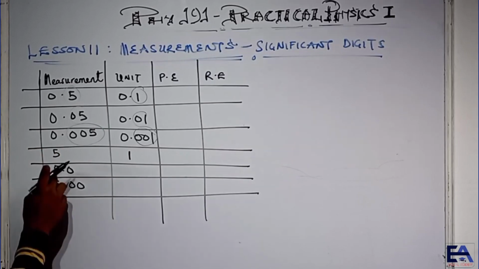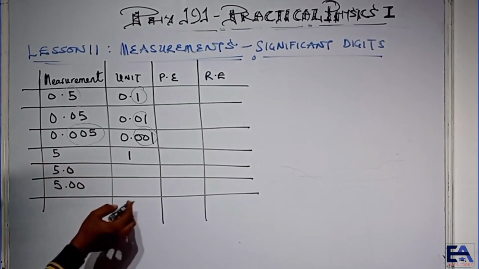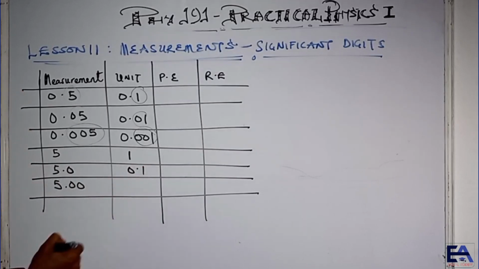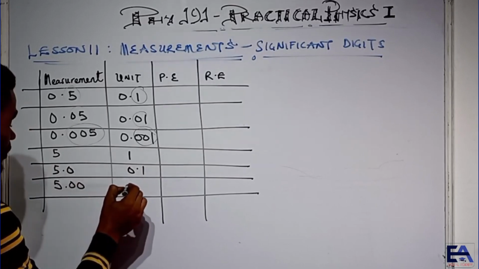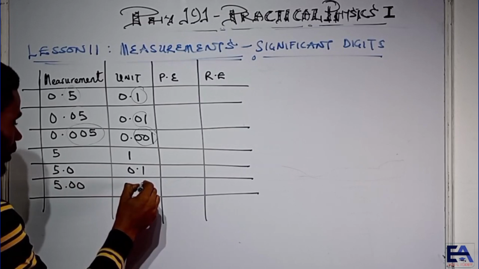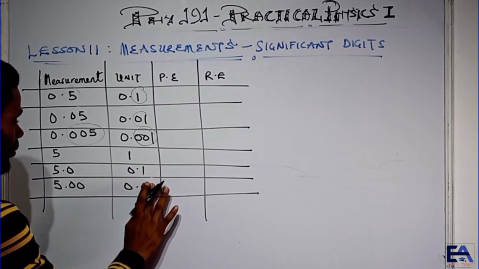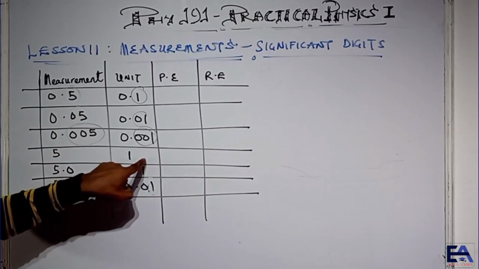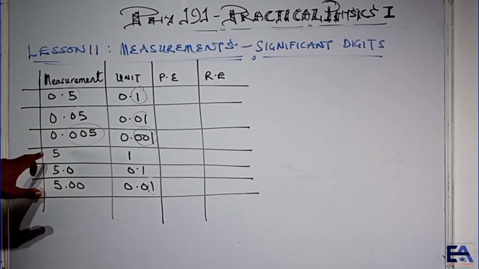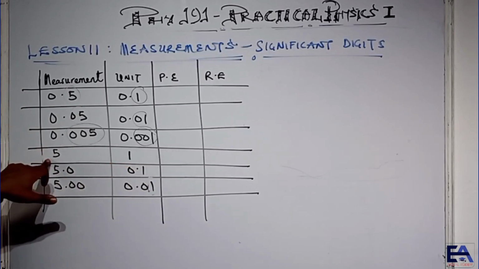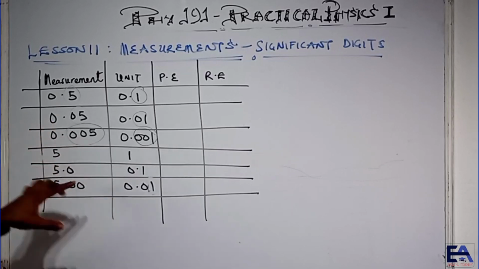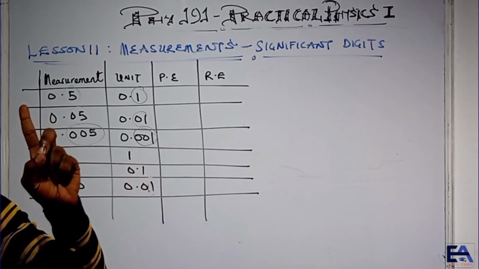Now, here you have 5.0. The unit of measure here is 0.1. And here the unit of measure is 0.01. That is how it goes. Every whole number has a unit of measure of 1, even if it is 25, 30, or 300. As long as it is a whole number and doesn't have a decimal point, regardless of its value, the unit of measure is taken to be 1.